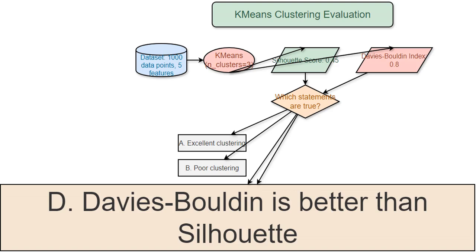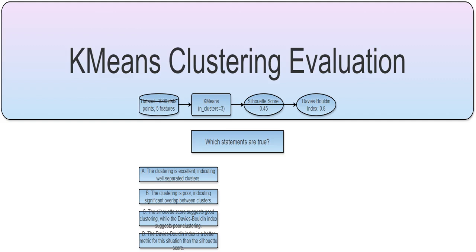Neither metric is universally better than the other. I'm evaluating the quality of a K-means clustering result. K-means is a popular algorithm for grouping similar data points. This evaluation focuses on how well the algorithm separated the data into distinct clusters.